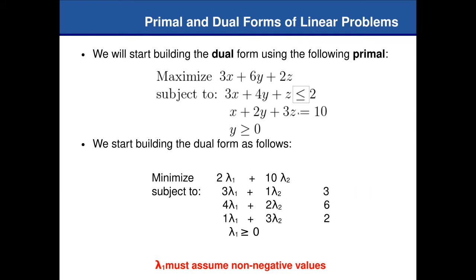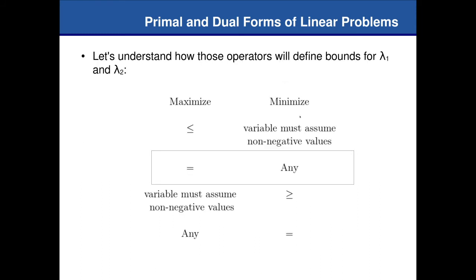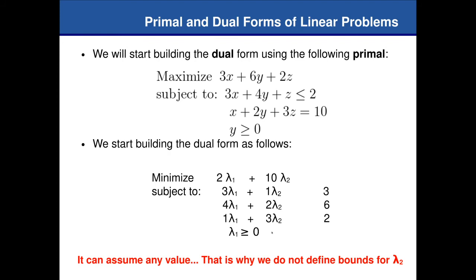Next, this equal will define the space of possibilities for lambda 2. Okay? If I go to the table, I see maximization and equal. Maximization and equal, it can assume any value. So I don't need to define lambda 2 here, because it can assume any value, it doesn't matter. Okay?